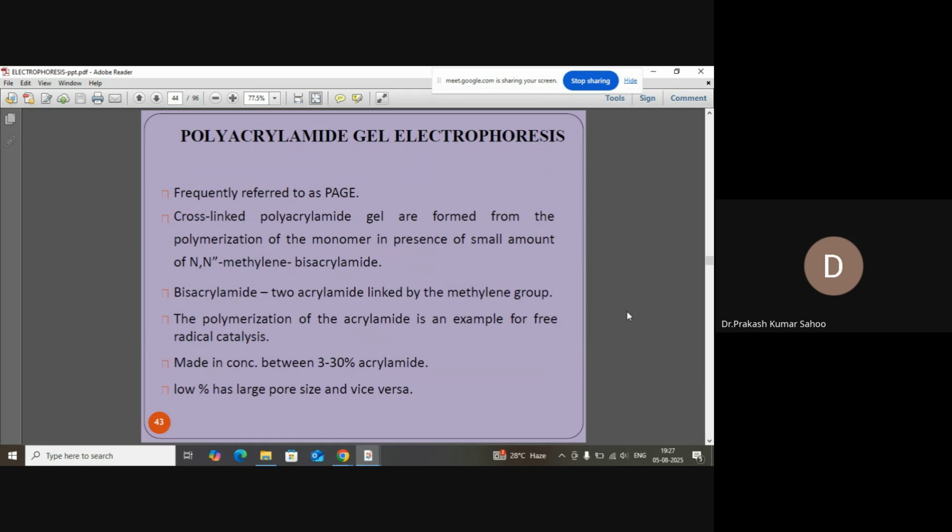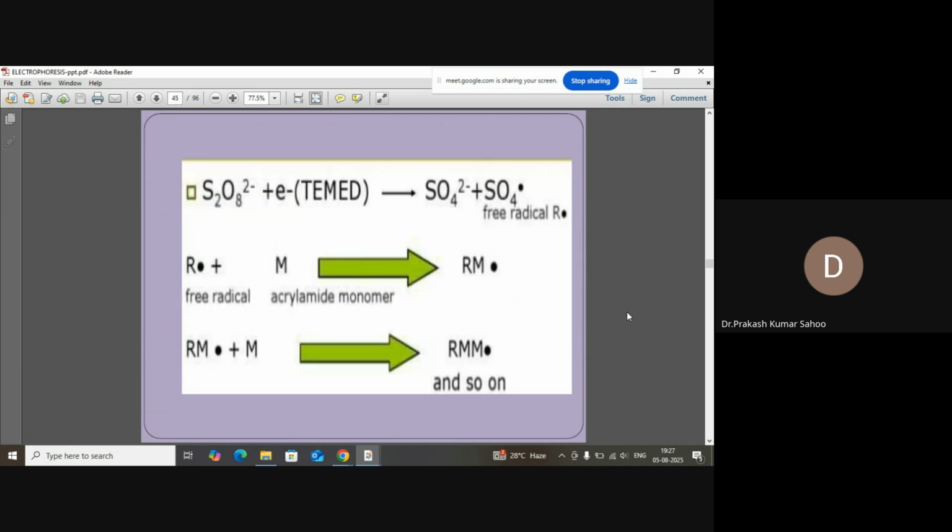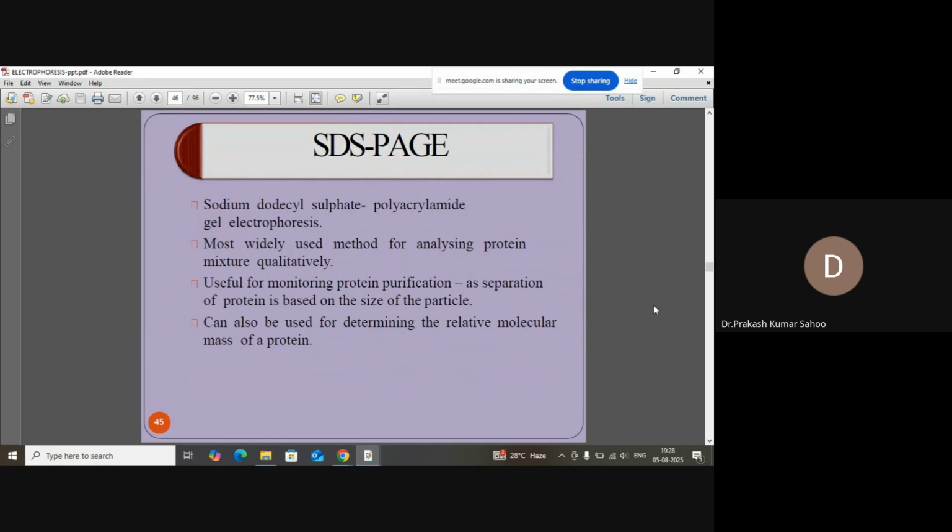And this is already discussed. Then we have polyacrylamide gel electrophoresis, where the persulfate is now two ions of the sulfate free radical, and this free radical reacts with the acrylamide monomer, and accordingly the chain will be over. Then the next one is sodium dodecyl sulfate, that is SDS, polyacrylamide gel electrophoresis.